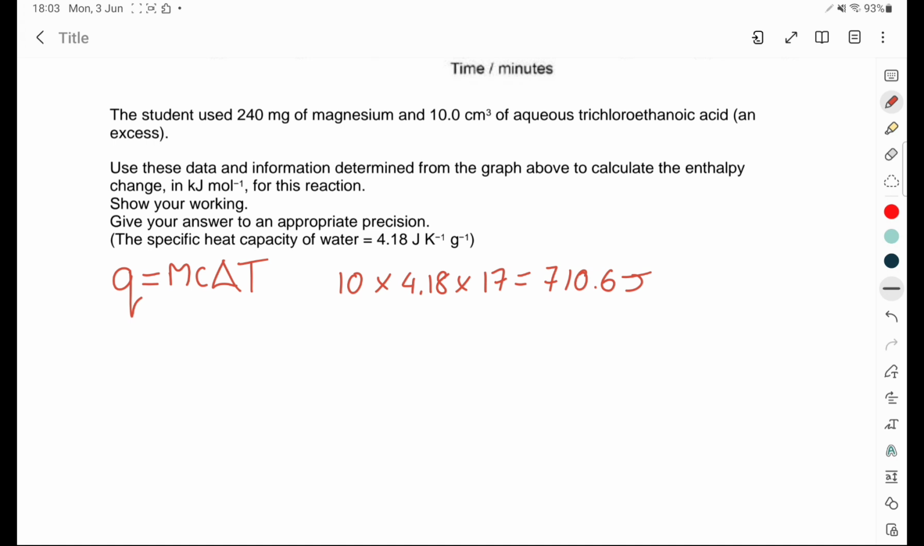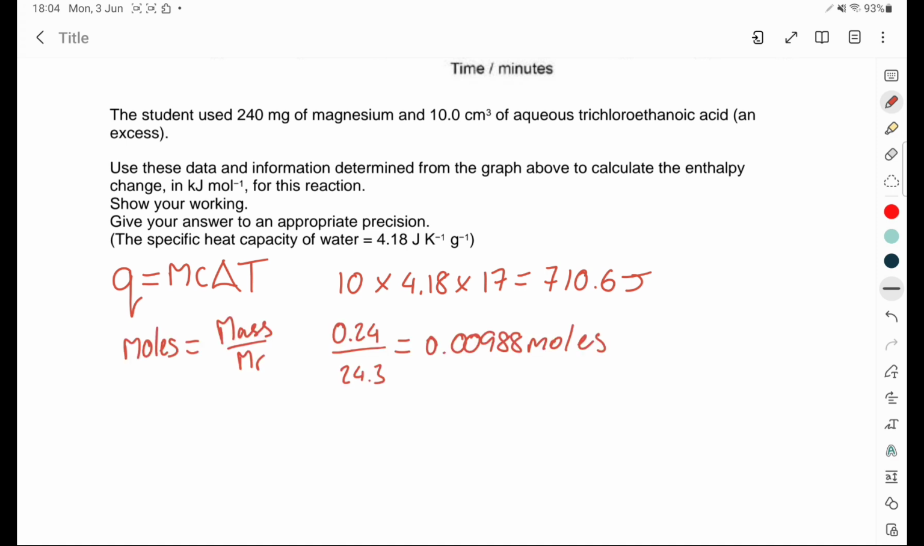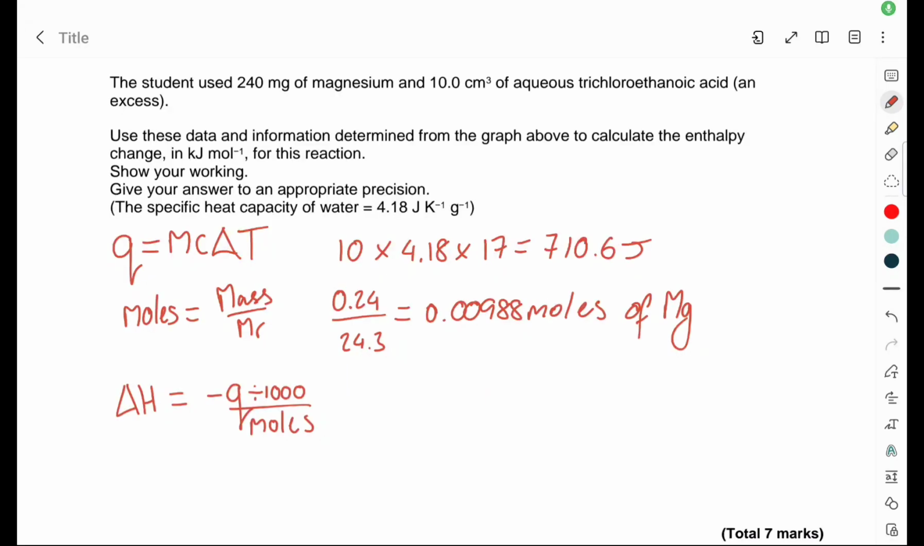So the next step then is, let's work out the number of moles of magnesium. So we've got the mass of 240 milligrams, which of course is 0.24 grams, divided by the Mr, or the Ar, which is 24.3, which gives you 0.00988 moles of magnesium. The final step then is to work out the delta H from the Q. Delta H is equal to minus Q divided by 1,000, so that's converting our Q into kilojoules, divided by the number of moles.